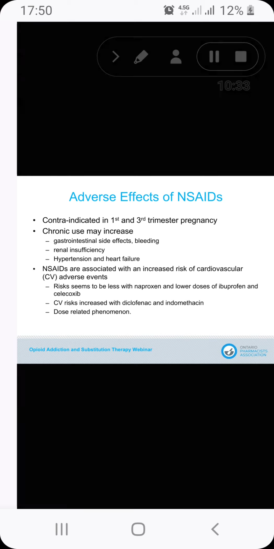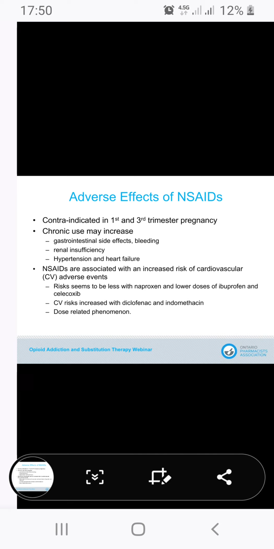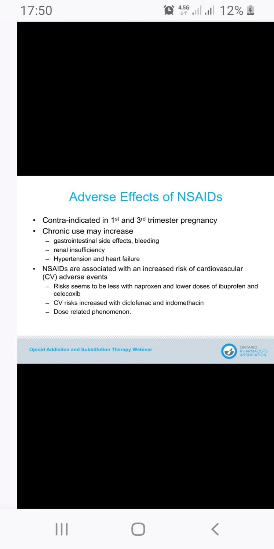In terms of chronic use, you increase that gastrointestinal side effect, like I mentioned, inhibit platelets, so there's a bleeding risk, renal insufficiency for those at risk for that, as well as hypertension and heart failure. NSAIDs are also associated with increased risk of cardiovascular adverse effects, primarily as it relates to MIs and strokes. And the risk seems to be less with naproxen and lower doses of ibuprofen and Celebrex. CV risk increases with diclofenac and indomethacin, and the thought is it's more of a dose-related phenomenon.